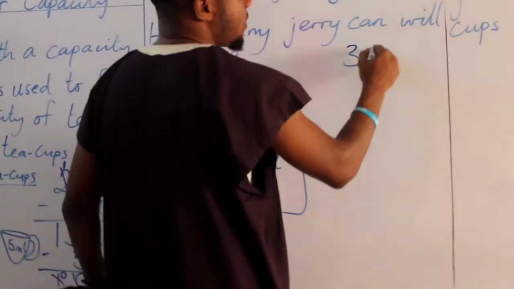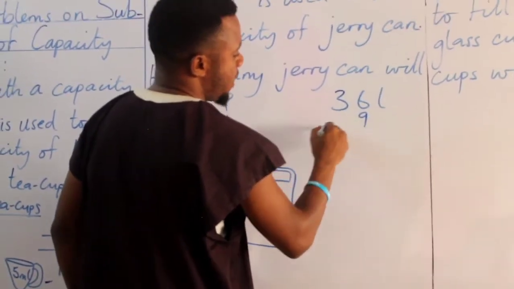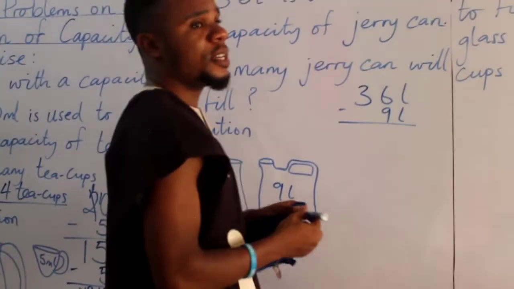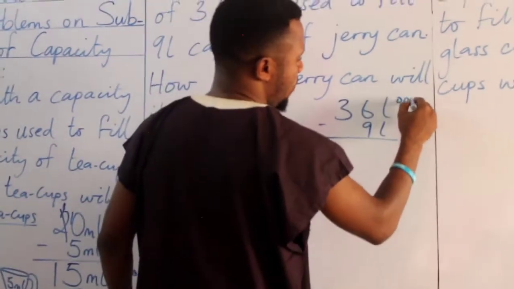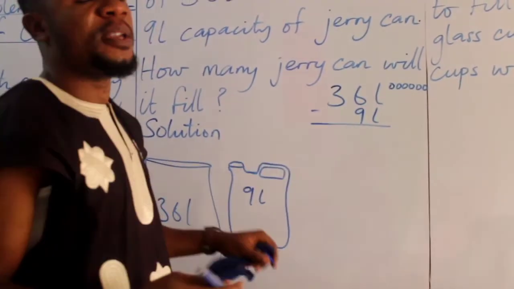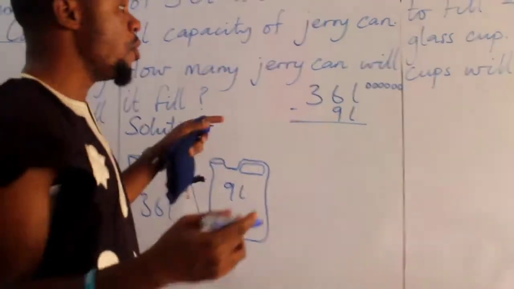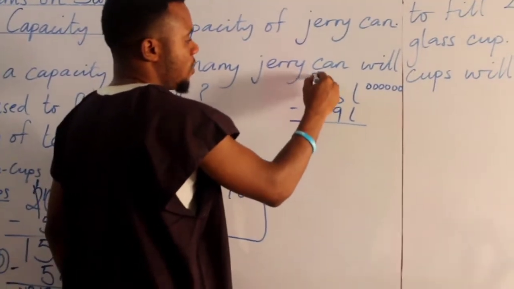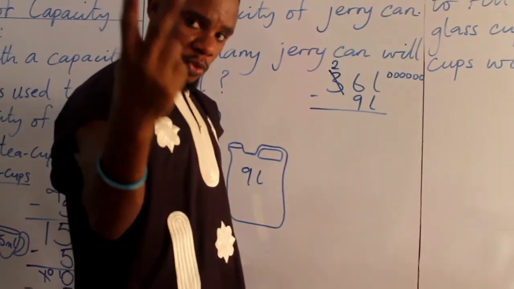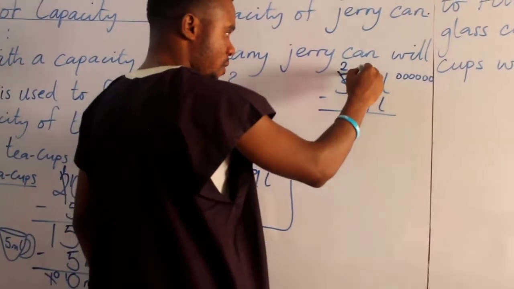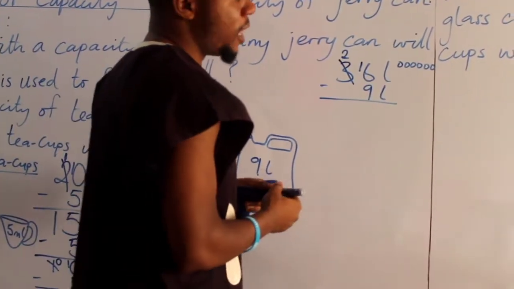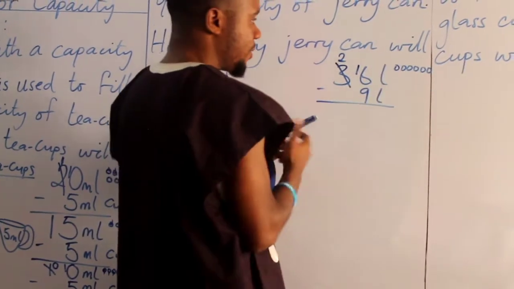So let's say 36 liters minus 9 liters. Now we have 6. When you count 6, 1, 2, 3, 4, 5, 6. Take out 9 from 6. 6 is not bigger than 9, so we cannot take out 9 from 6. We what? We borrow from 3. We are having what? 2 left. You have 3, you borrowed 1, you have 2 left. And the one you borrowed, you give it to us 6 to make it what? Bigger, which is 16.